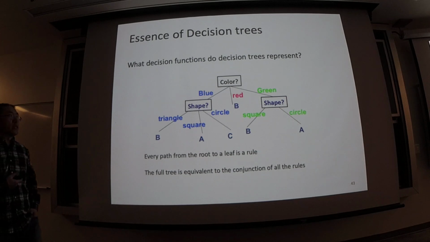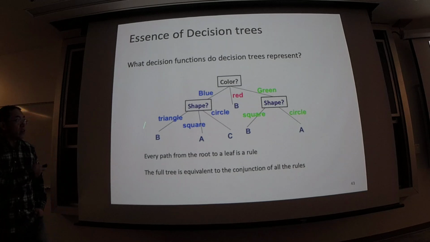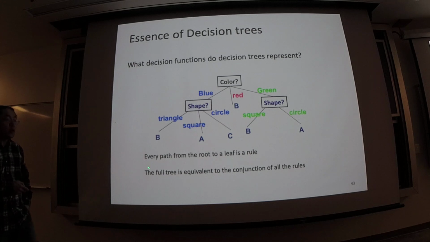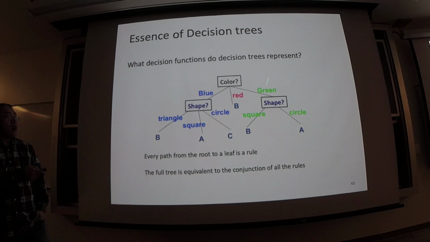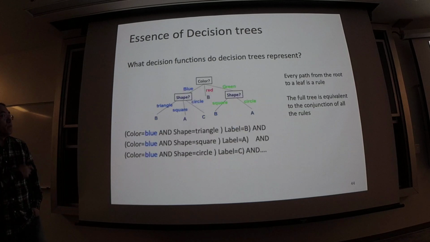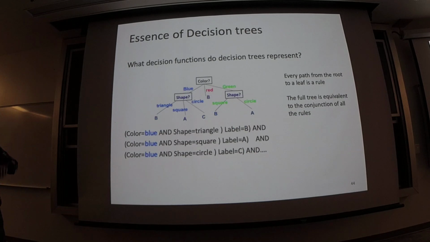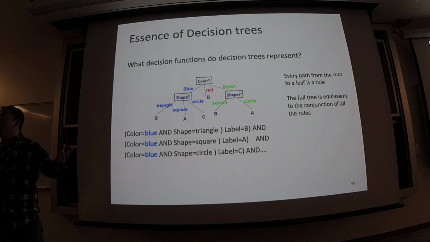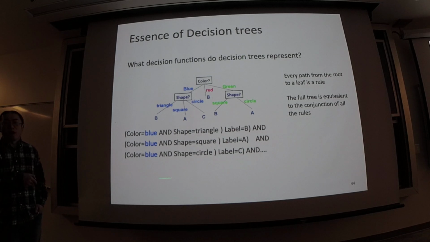So, what decision functions do decision trees represent? As we mentioned, right, there are essentially rules, right? So each path from the root to leaves indicates one specific decision rule to do the classification. So the full tree is essentially a conjunction of all the rules. So you can alternatively represent decision trees as a conjunction of a set of rules, which enumerate all the possible paths from the root to leaves. So this is also a compact representation of decision trees.